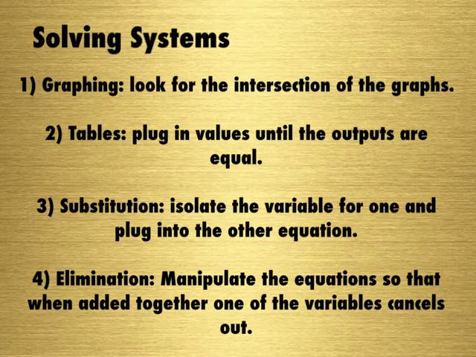There are four different ways to solve systems. We can graph, where we look for the intersections of the graph. We can use a table where we plug in values until the outputs are equal. We can use substitution, where we isolate the variable for one and plug it into the other equation. Or we can use elimination, where we manipulate the equations so that when they are added together, one of the variables cancels out.